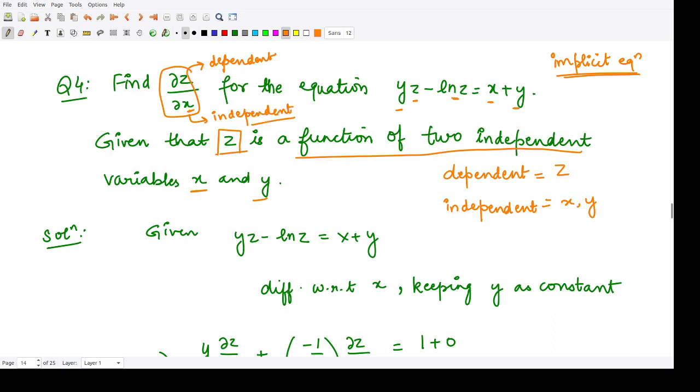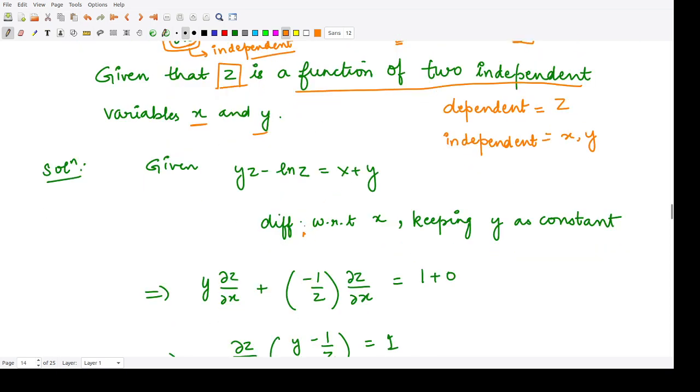So accordingly we will calculate the derivative. So now we are asked to calculate the partial derivative with respect to x. So what we do, we will differentiate this equation partially with respect to x, keeping y as constant. So that means here, because your y is constant, this will come as such, and then we will perform the derivative of z. Now because z is the dependent variable, its derivative would be del z divided by del x. So this quantity would come as such.